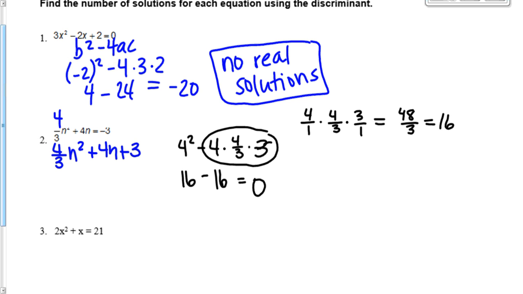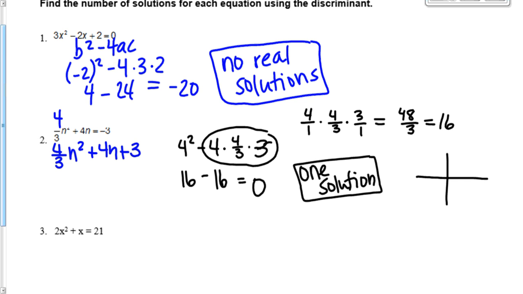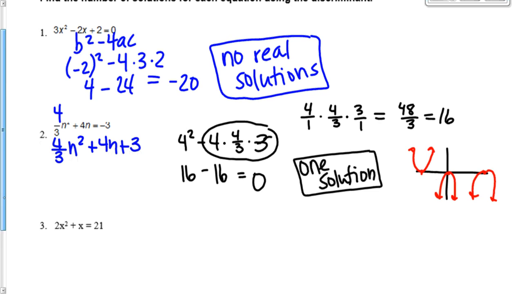And I think back to my foldable. If the discriminant is 0, that means there is one solution. Now, that does not mean it is at 0. That just means there only is one solution. So my graph, it could look like this, where this is my solution and it goes up like this. It could look like this. It could be on the origin. We don't know where it is. We just know that it hits one time. Again, not that helpful because we don't know what it is, but we just know it hits one time.